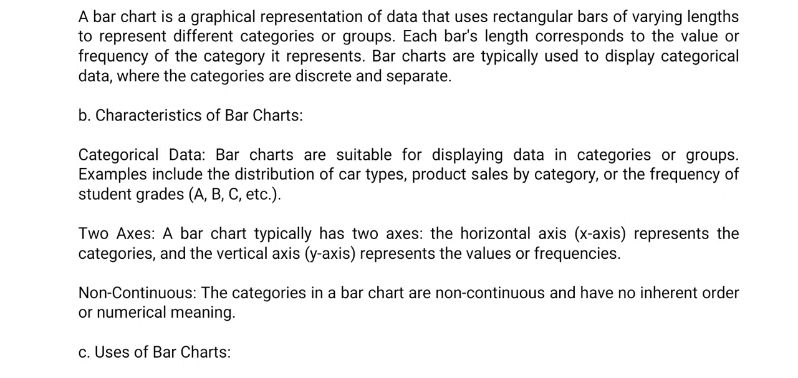Then two axes. A bar chart typically has two axes. The horizontal axis, x-axis, represents the categories and the vertical axis, y-axis, represents the values or frequencies. Then non-continuous. The categories in a bar chart are non-continuous and have no inherent order or numerical meaning.